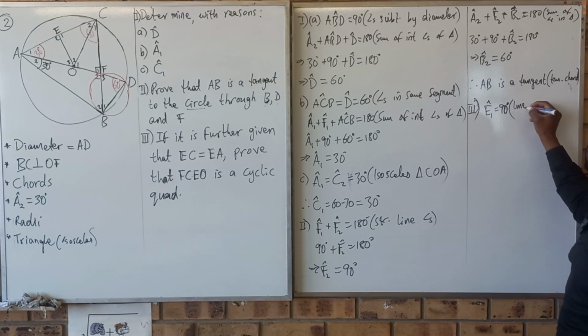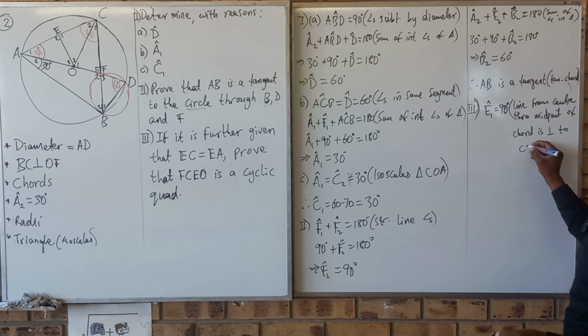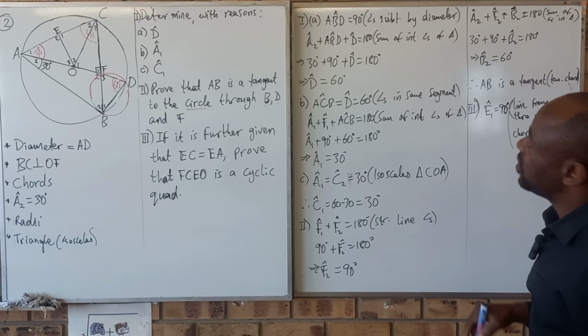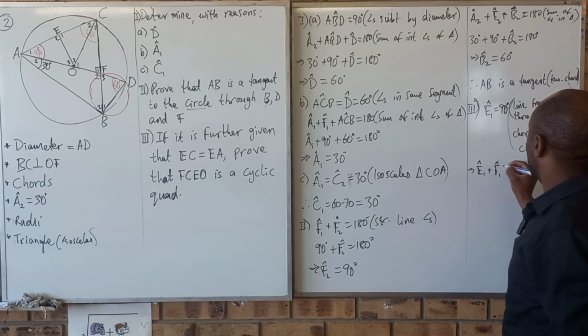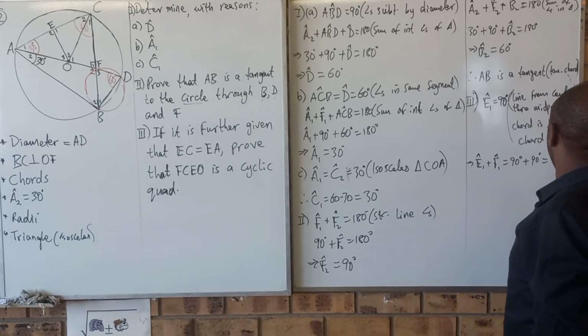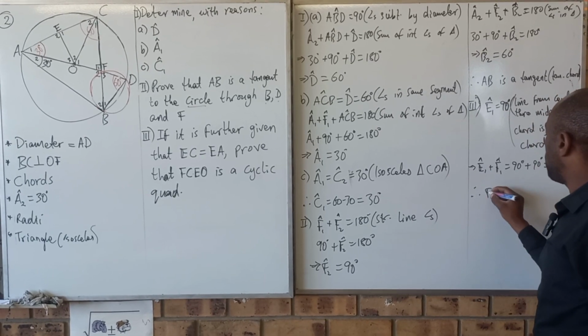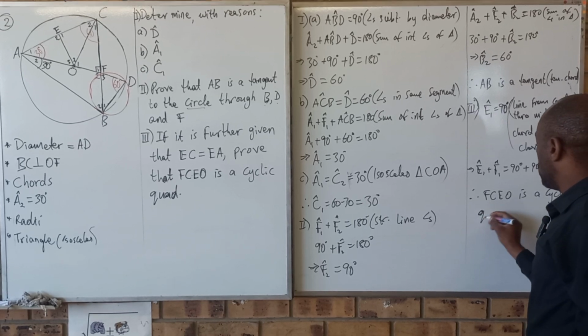So I'm seeing that line from center through midpoint of chord is perpendicular to chord. That is the theorem that we have picked there to declare that E1 is also equal to 90. And from here, we can now see that E1 plus F1 is equal to 90 plus 90, which is 180 degrees, and therefore our FCEO is a cyclic quad.